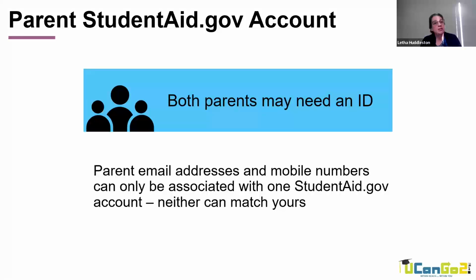Just remember, both parents may need an ID, or it used to be called FSA ID. They both may need that. They shouldn't need it if they are married filing jointly, and they were in 2023. There were problems last year where a student was told that the other parent's information was also required.